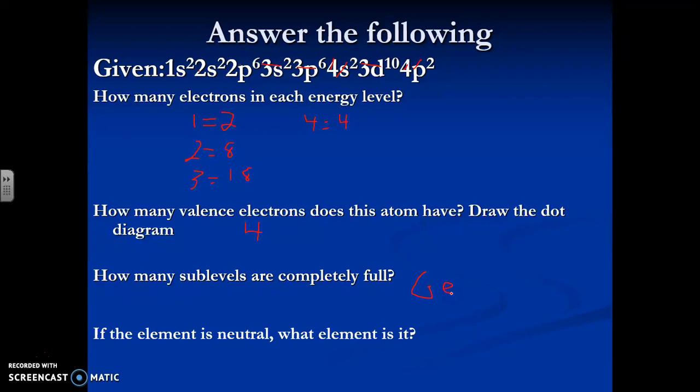Now, you only put the electrons on top together if there are 2 valence electrons. When there are 4, you put 1 on each side, or anything other than 2. You put 1 on each side, and then you double up if you need to, but we don't need to double up. So our dot structure should look like that. And then last but not least, if our element is neutral, what element is it, we just figured that out. It's Ge.